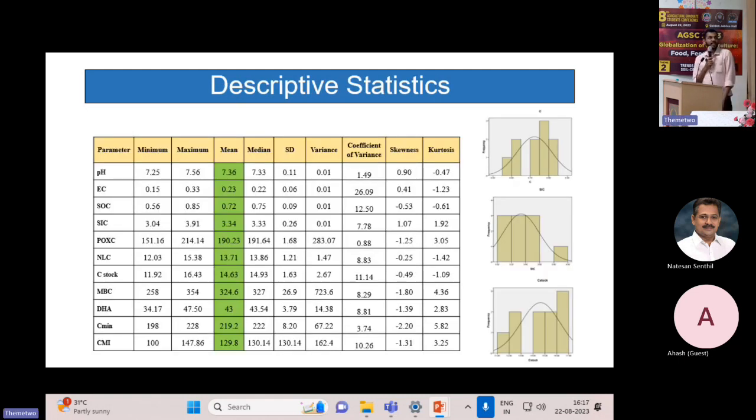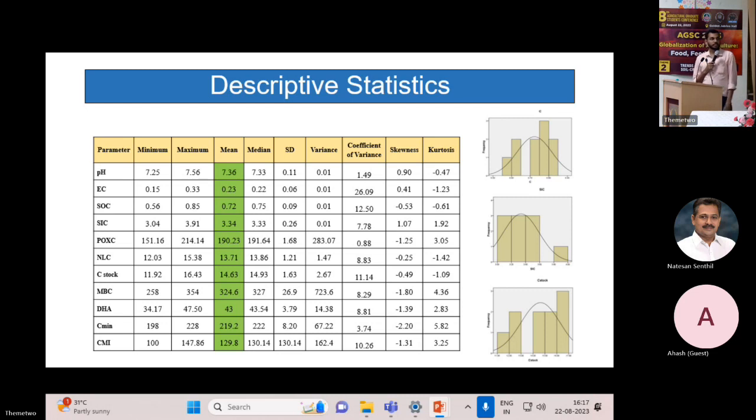And this is the descriptive statistics of the study area of the different samples collected, where the mean soil pH was 7.36, and the mean soil organic carbon was 0.72, which indicates good quality of soil organic carbon. And the labile carbon is 190, higher values indicate good activity of the microbes in taking up carbon from the freshly added residues into the soil. And the higher values of microbial biomass carbon and respiration activity indicate the efficient activity of the microbial biota present in it.